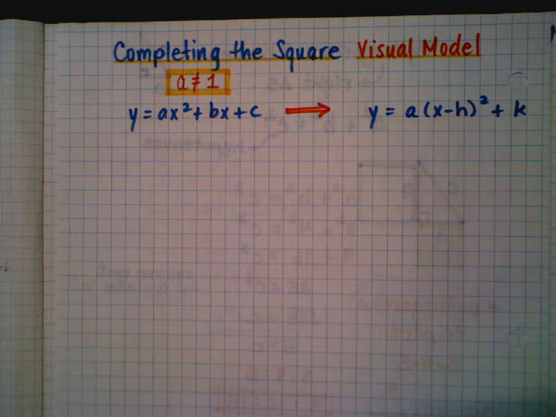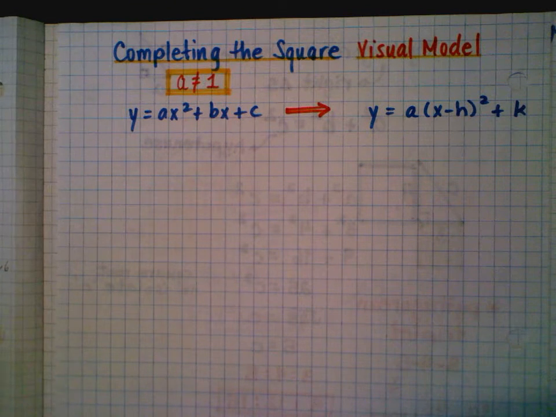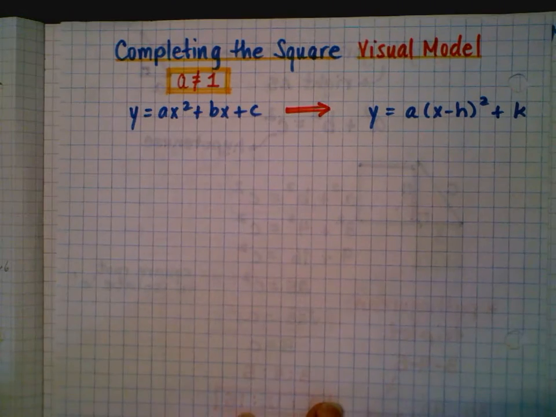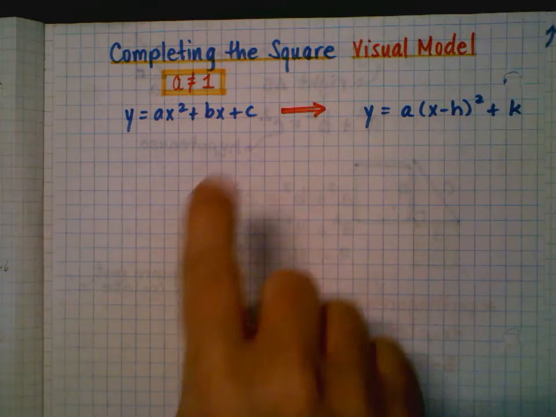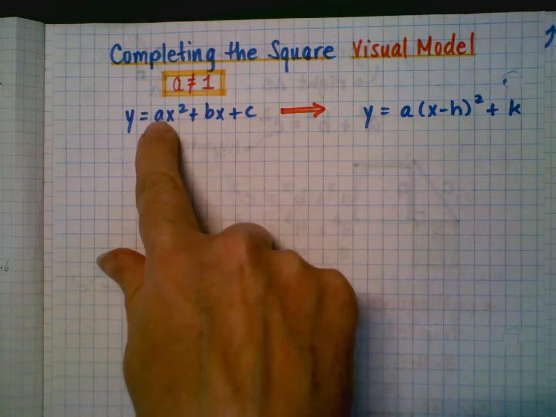Hello. In a previous video, we looked at completing the square as a visual model for quadratics that had a leading coefficient that was equal to 1. In this video, I'm going to show you how to use a similar method to complete the square when the value of a is not 1.